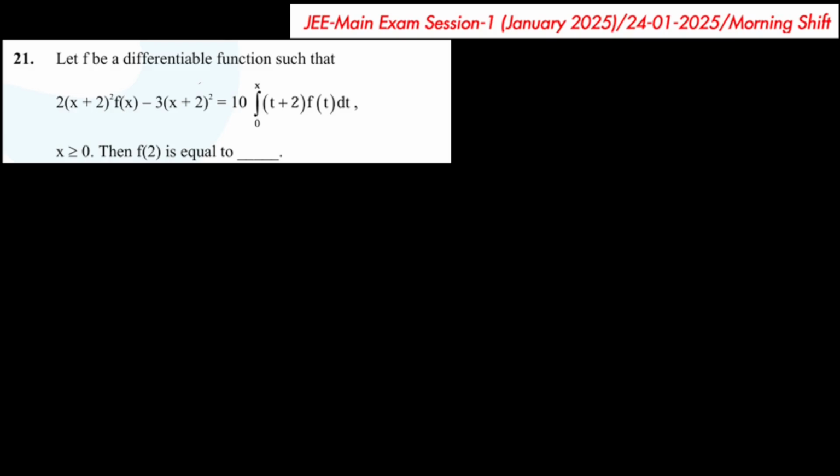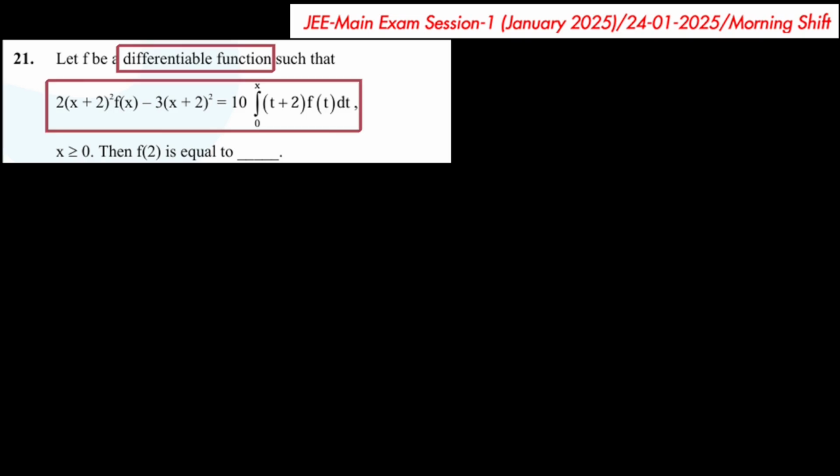In this question, it is given that f is a differentiable function and this expression is given, and we have to find f of 2. Since f is a differentiable function, we will differentiate the given expression. For the first term, we will use the product rule: first function into derivative of second, f dash x, plus second function f of x into derivative of first, 4 times x plus 2.